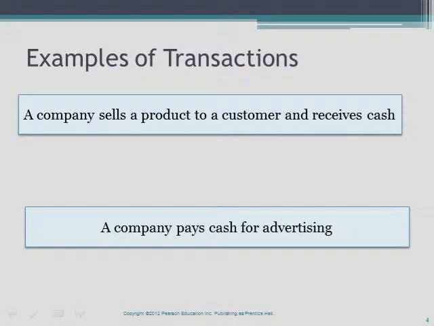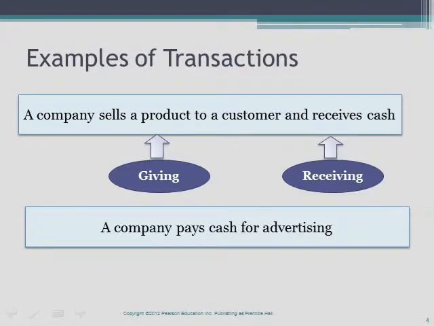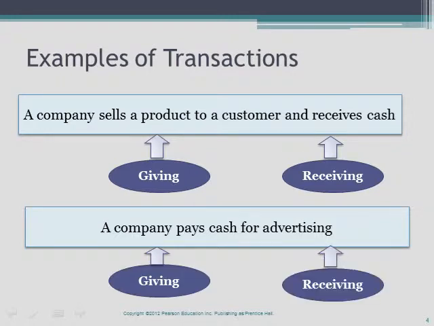An example of a transaction is when a company sells a product to a customer and receives cash. The company is giving a product and receiving cash. Another example would be when a company pays for advertising. The company is giving cash and receiving advertising. And so you can see there's this reciprocity in the relationship between the parties to the transaction.